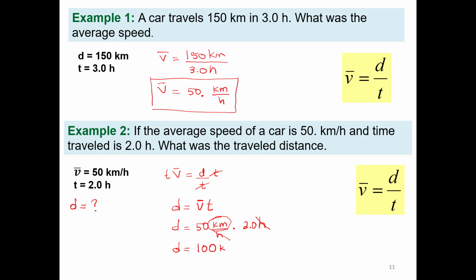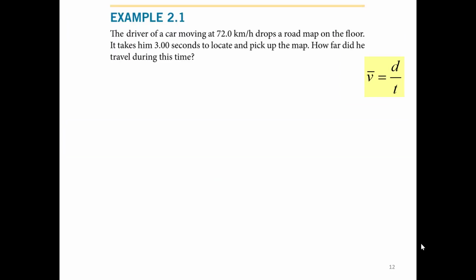And 50 multiplied by 2 will be 100 kilometers. And it's okay, we had here one significant digit, and here 2, then we must keep one significant digit. And this is the answer.